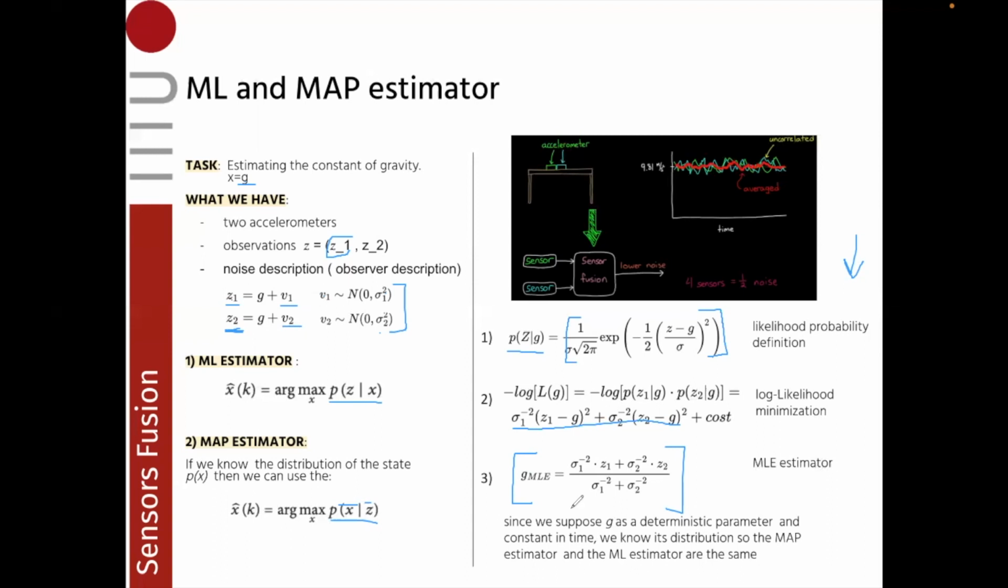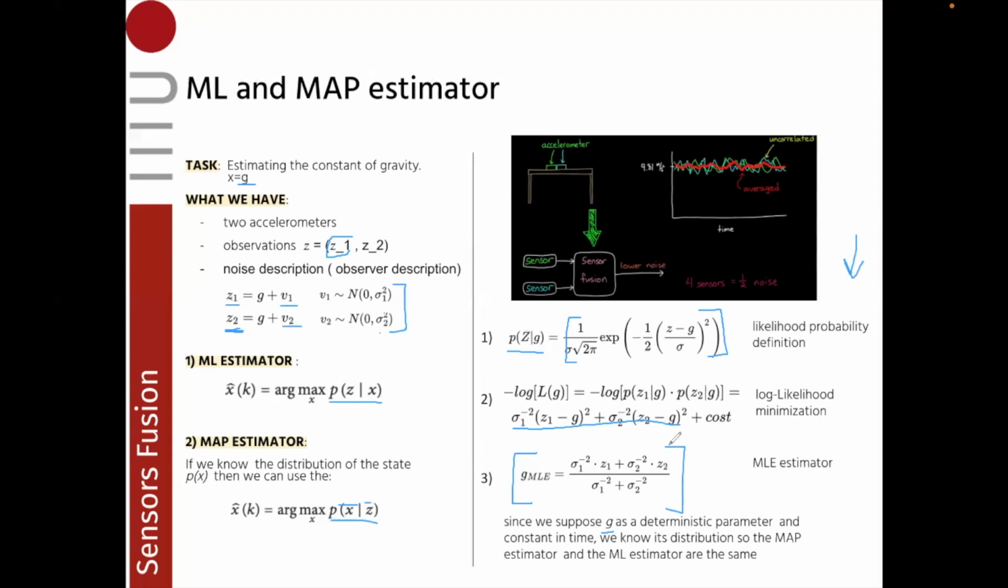Since in this case we have a really simple case, G is a deterministic parameter which is constant in time. I mean, this is just an assumption, but it's quite true. The maximum likelihood estimator is the same as the maximum a posteriori.